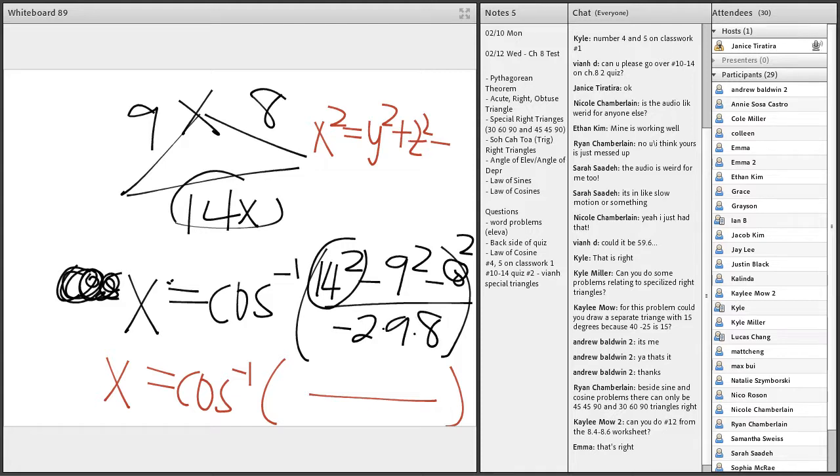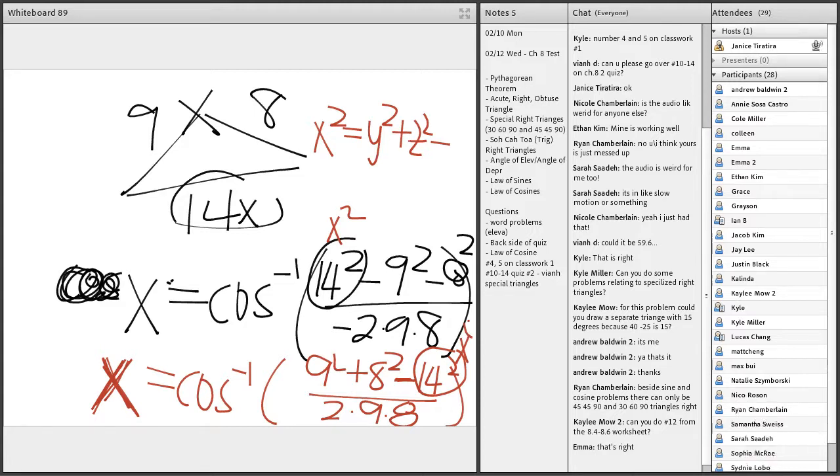Okay, I'm going to think how McKee's would do it. McKee would be 2 times 9 times 8. And it would be 9 squared plus 8 squared minus 14 squared. So I think McKee puts negative x squared at the end when we're trying to find x, versus Tira puts x squared at the front. And they're all negative. So it's a little different.